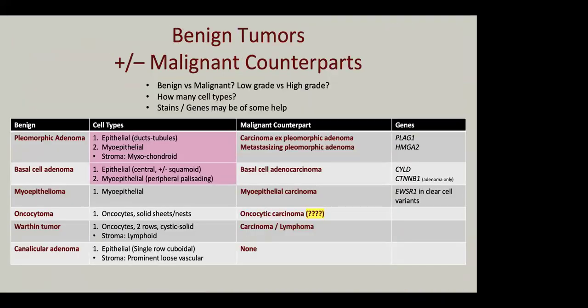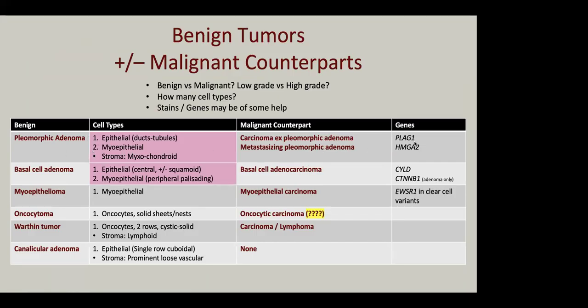Benign tumors and malignant tumors of salivary glands. I tend to conceptualize these as which tumors can be benign with a malignant counterpart, which are essentially only benign, and which are only malignant. And so this chart is either the only benign or benign with malignant counterpart.